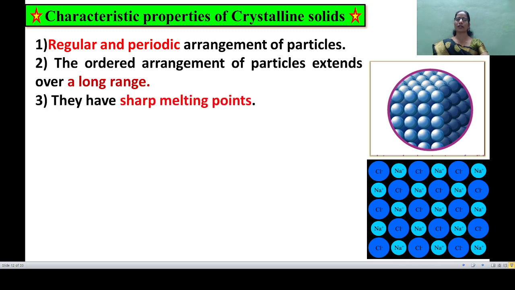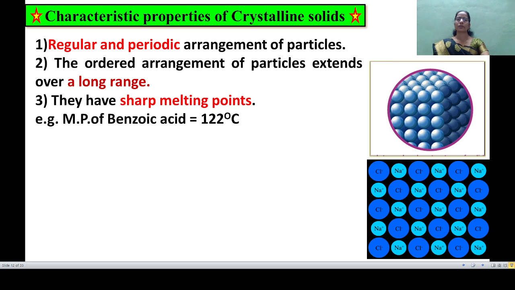See the third characteristic. They have a sharp melting point. Due to the regular and periodic arrangement over a long range, these crystalline solids possess a sharp melting point. See one example. We know the melting point of benzoic acid is 122 degrees Celsius. That is, at this sharp melting point, the benzoic acid melts.